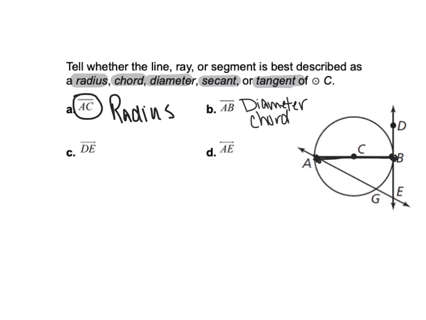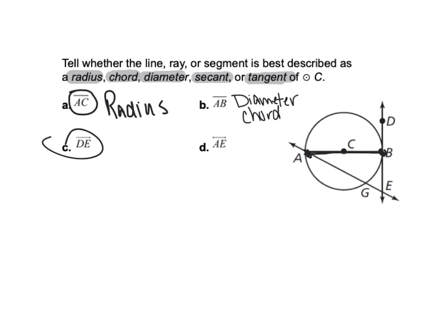Okay, and then letter C is we have ray DE. So let's find DE. Here's D, E. And remember I said that a tangent could be a line, a ray, a segment, anything. Well, if we have ray DE, it's on the outside of the circle and it is touching it at exactly one place, so this is going to be a tangent.